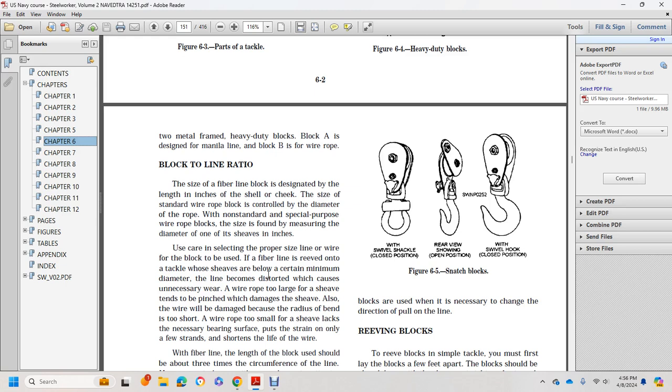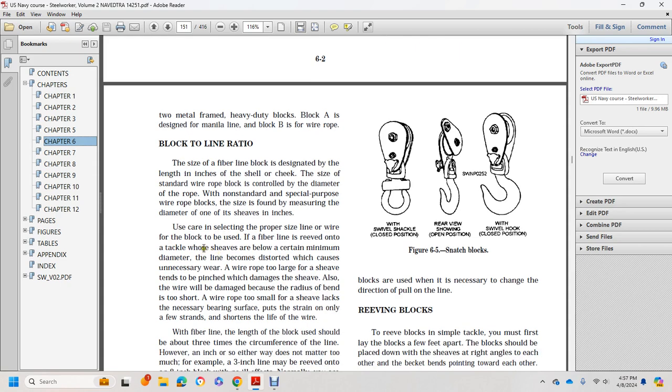Use care in selecting the proper size of wire rope block sheave. If a wire rope is reeved on a sheave below a certain minimum diameter, it becomes subject to unnecessary wear. A wire rope that is too large for the sheave tends to pinch, which damages the sheave. The wire rope is also damaged because the radius of the bend is too short. If the sheave is too small, it lacks the necessary bearing surface, puts a strain on only a few strands, and shortens the life of the wire.